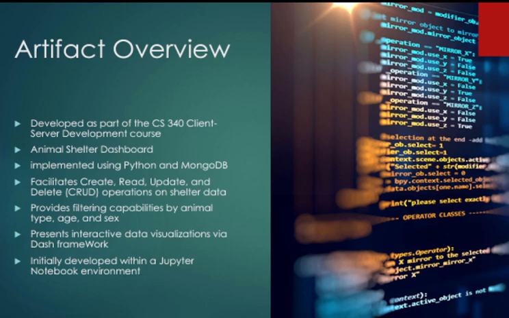My original animal shelter dashboard was created in a Jupyter Notebook environment using CSV files for data and Mongo database shell commands for querying the database. The main goal was to support CRUD operations, which are create, read, update, and delete. The dashboard allowed users to search and filter animal records by type, age, and sex, and display data from an animal rescue shelter using Dash components with charts, tables, and maps.